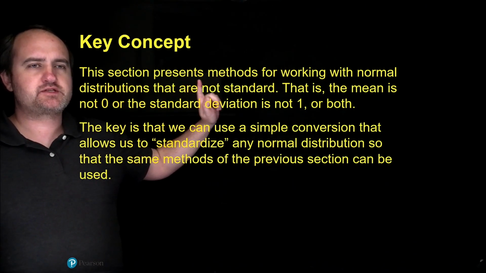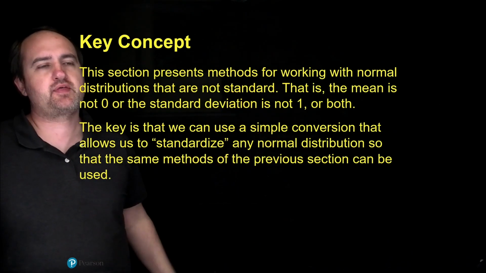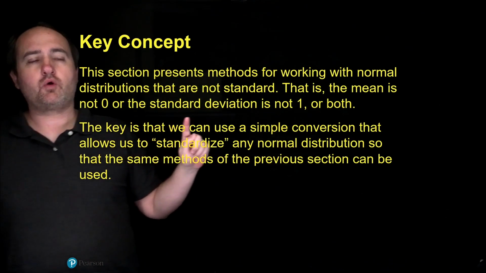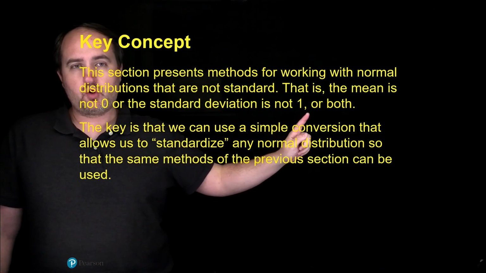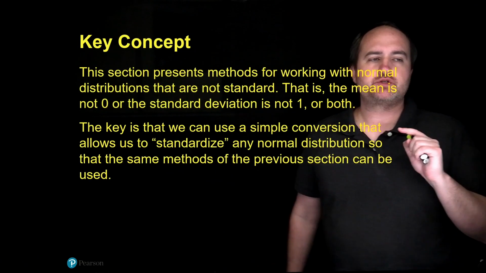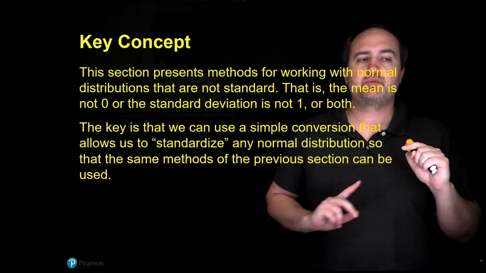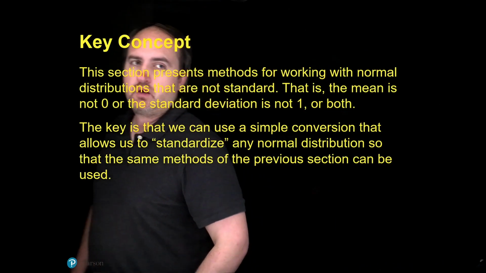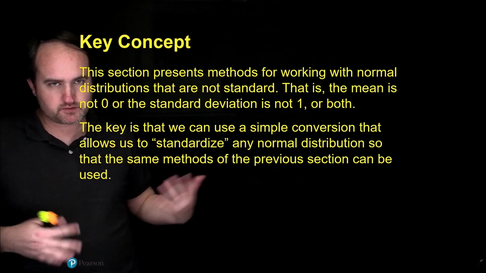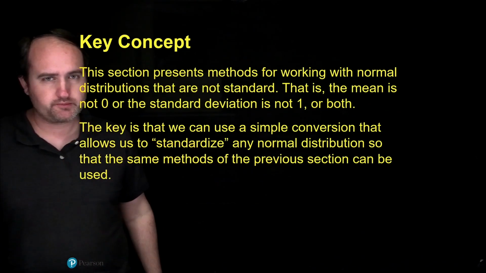This section presents methods for working with normal distributions that are not standard. That is, the mean of a distribution is not 0, or the standard deviation is not 1, or both. The key is that we can use a simple conversion that allows us to standardize any normal distribution so that the same methods of the previous section can be used. I'm going to refer to the previous videos from the previous section because I'm going to assume that you've already watched them and done your homework from there.